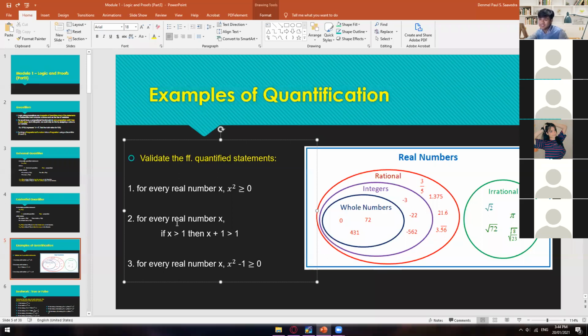Take note, we have the condition every real number x, wherein it covers negative and positive values. But we also have this second condition saying that x should be only greater than 1. So 2 and above. You are going to start here with 2. So 2 plus 1 is 3, which is already greater than 1, and above. So number two is true. How about number three? For every real number x, x squared minus 1 is greater than or equal to 0.